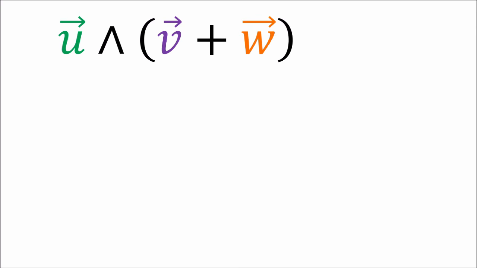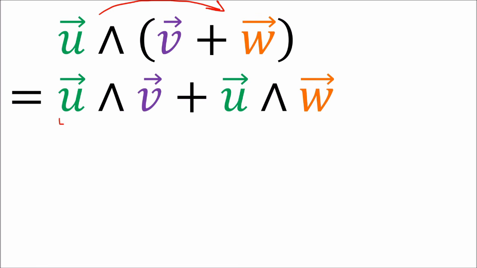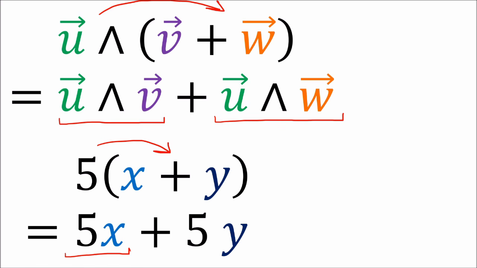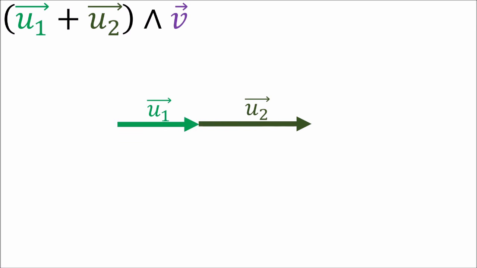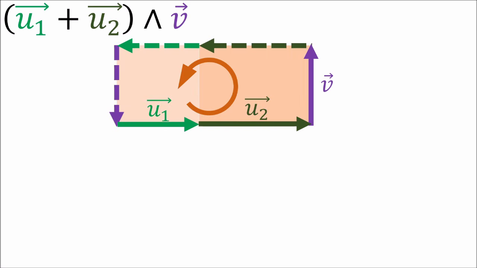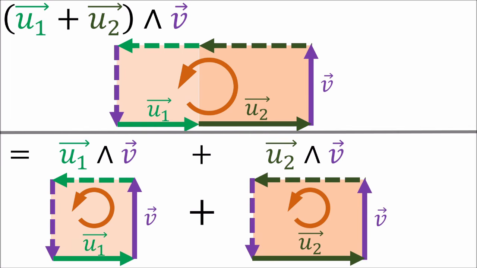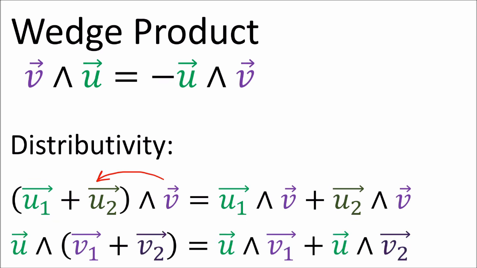When we have the wedge product used over a sum of vectors, we can distribute the wedge product over the sum, similar to the way we distribute multiplication over brackets in high school algebra. This has an easy visual interpretation. If we add u1 and u2, and then take the wedge product with v, this is the same thing as taking u1 wedge v and u2 wedge v and adding them together into a single oriented plane. This gives us the distributive properties of the wedge product.